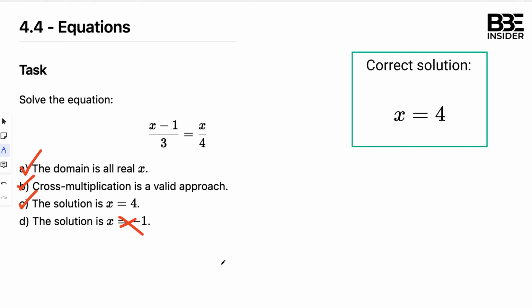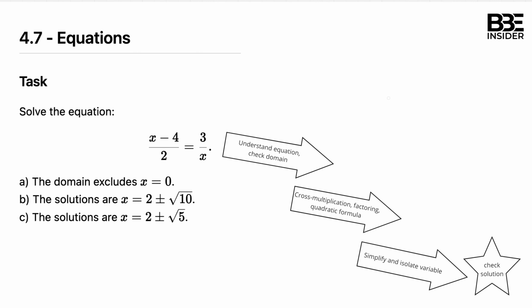Let's dive into the next task. This one gets a little bit more complicated. As you can see, this time we have x in the denominator of the right-hand side. First of all, we start once again with understanding the equation and checking the domain. Because division by x is not defined, we need to exclude 0 from our domain. Therefore, the very first statement is true.